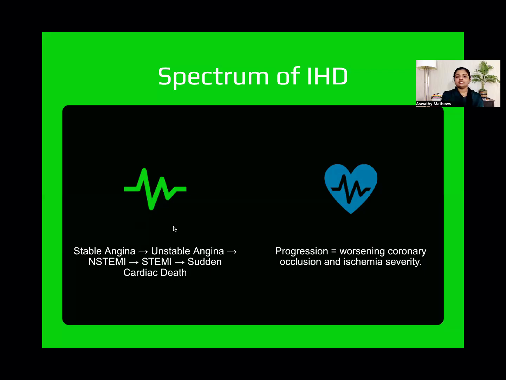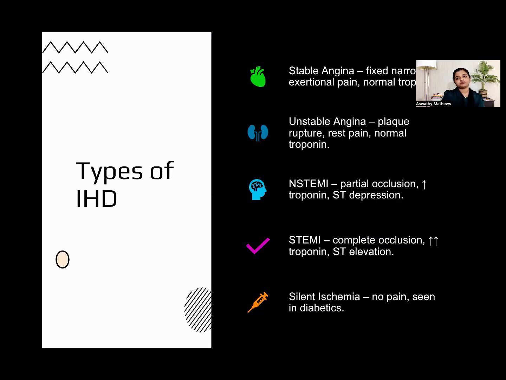And how does this actually progress? This can progress very badly from a STEMI to cardiac death, so timely interventions really matter. The progression basically depends upon how occluded the vessel is. If the vessel is really badly occluded, the progression to a bad prognosis can be really fast.